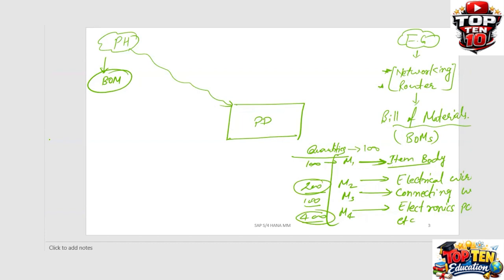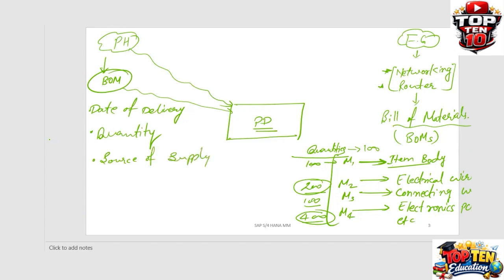So now the BOM is prepared and information is provided to the production department and procurement department. The date of delivery will be mentioned. After that, quantity, as well as maybe source of supply, can be maintained. Source of supply can be maintained, not in the requirement, but later on there will be one thing, the purchase requisition.